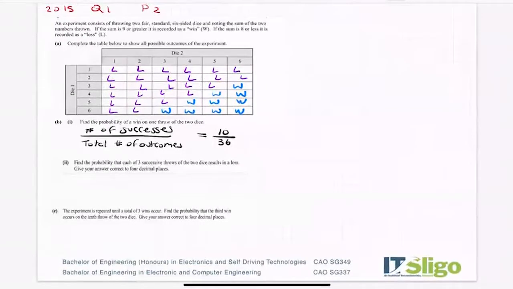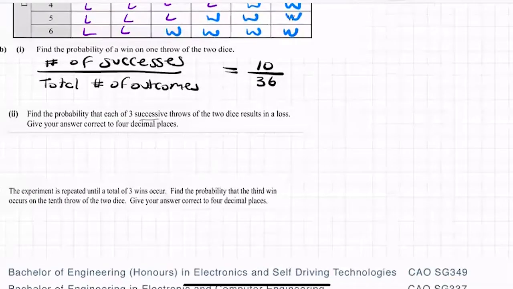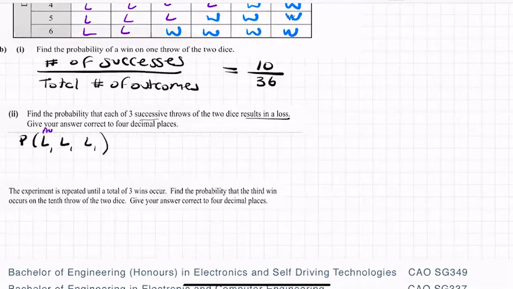Now the second part, find the probability that each of three successive throws, so successive means one after the other, of the two dice results in a loss. Okay, give your answer correct to 4 decimal places. So it is the probability of a loss followed by a loss followed by a loss. Okay, and the keyword there is and. So it's the and law of probability. So you have a loss and a loss and a loss.